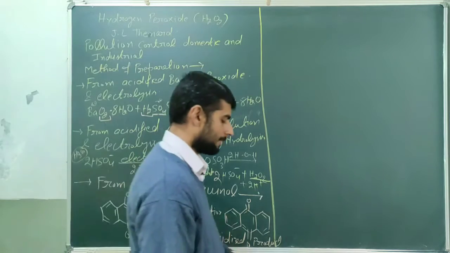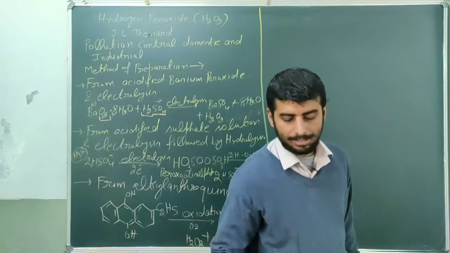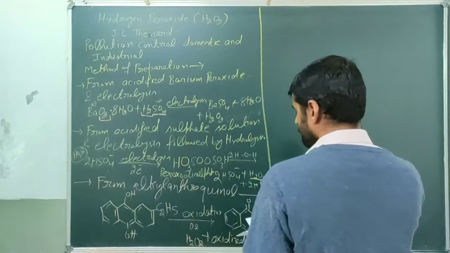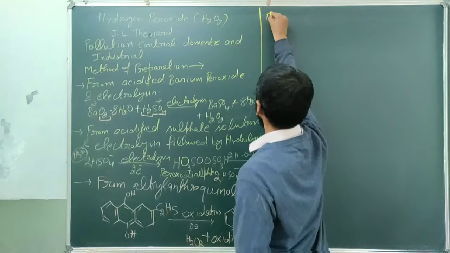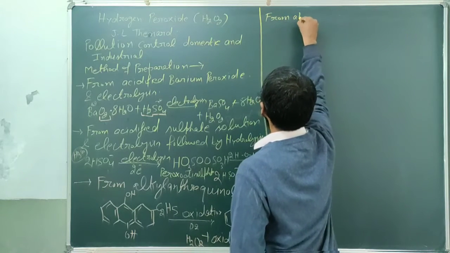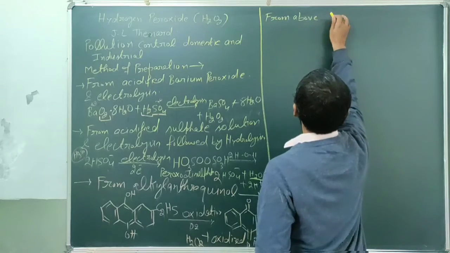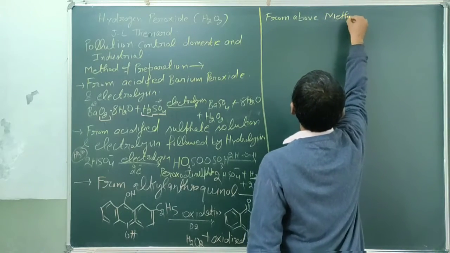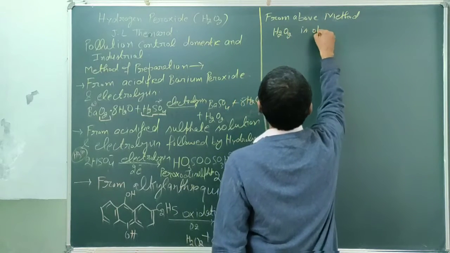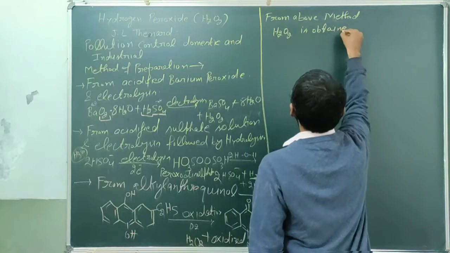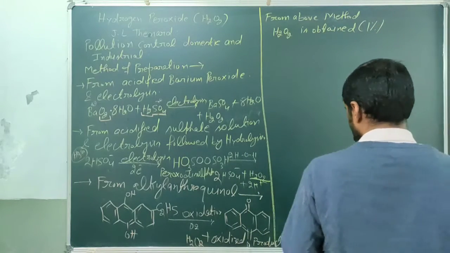So next, from this anthraquinone we have prepared H2O2. So from this method we are preparing H2O2. From our method, H2O2 is obtained that is of 1%. ठीक है ना, H2O2 is obtained that is of 1%.